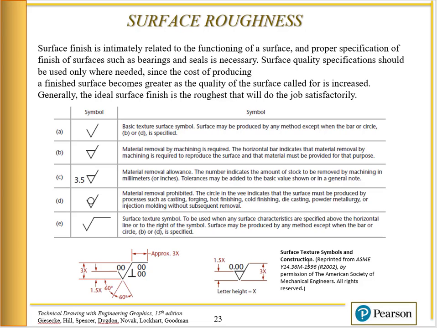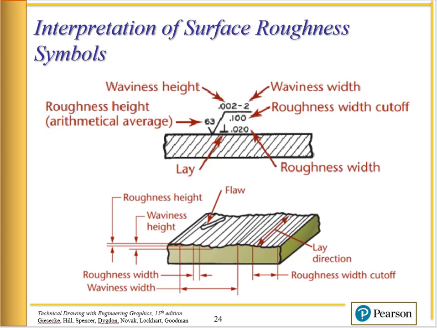The surface finish symbols, these texture symbols, come from ASME specification Y14.36. Some of you use ISO, and it's a little bit different, so I'll talk about that probably in class. Here is how we interpret the basic roughness symbols. Again, this is the ANSI standard.